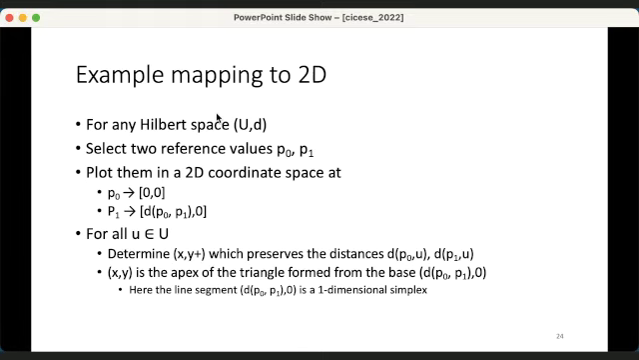We can select 2 objects from the space. We can construct a line, which is a 1-dimensional simplex in Euclidean space. We'll map one of them to the origin, and we'll map one of them to the x-axis at the correct distance between these 2 points. And then for all other objects in this space, we calculate these 2 distances, and there's a unique point above the axis where this lies. So we're then converting the whole of the set into a 2-dimensional coordinate system.